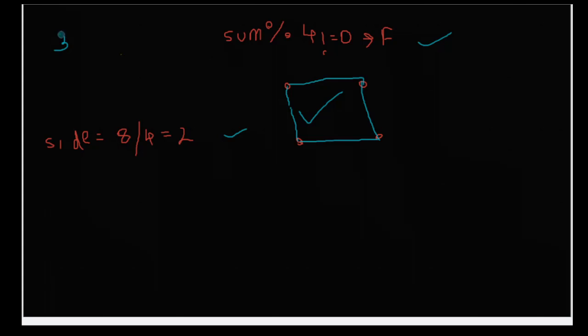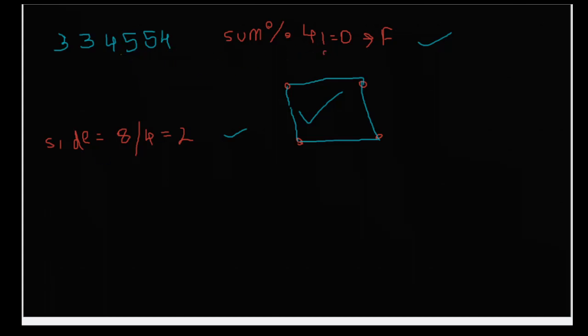3, 3, 4, 5, 5 and 4. Okay, so we have these values. Let's sum them first. 6 plus 4, 10, 15, 20, 24. So yeah, mod is 0.